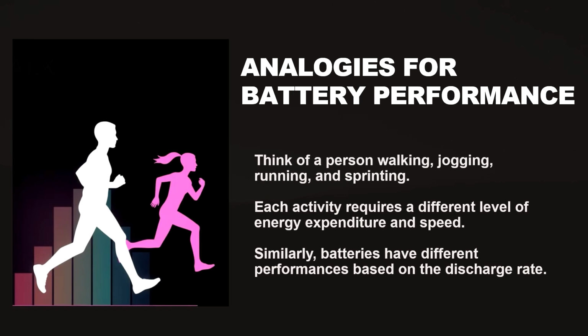When a person is walking, they stroll. When a person is jogging, they move at a slightly faster pace. And when they are running, they move even faster. When they are sprinting, they are swift. As you can see, the speed varies. The energy expended for each of these activities also varies. Similarly, batteries exhibit different performances and their performance varies according to the discharge rate.